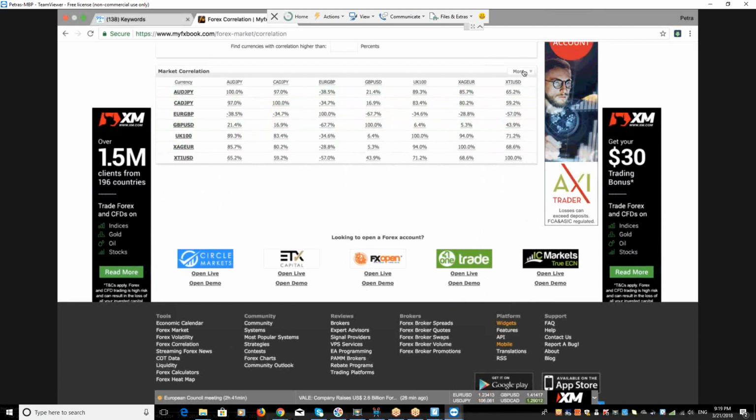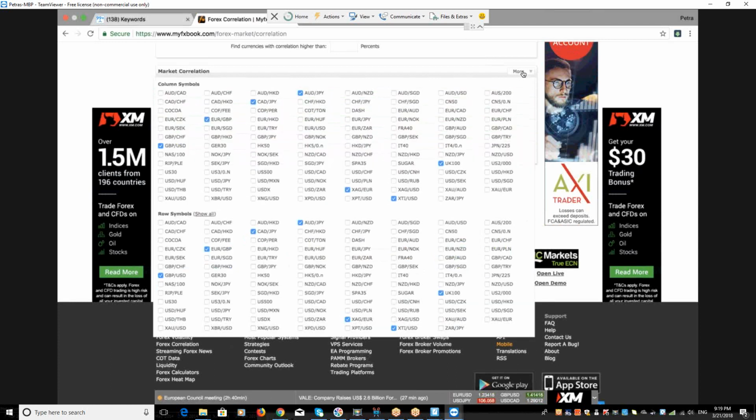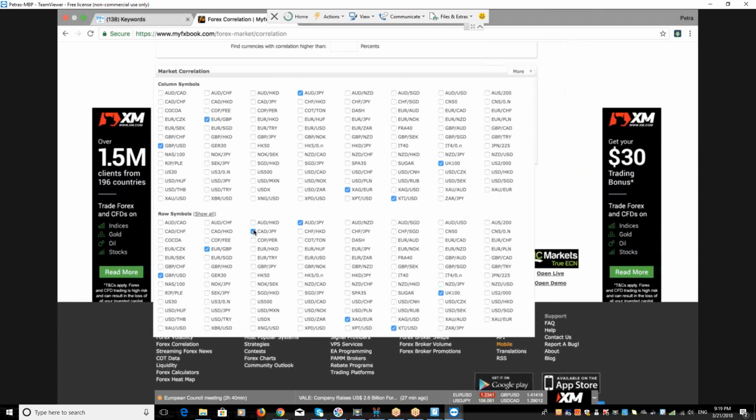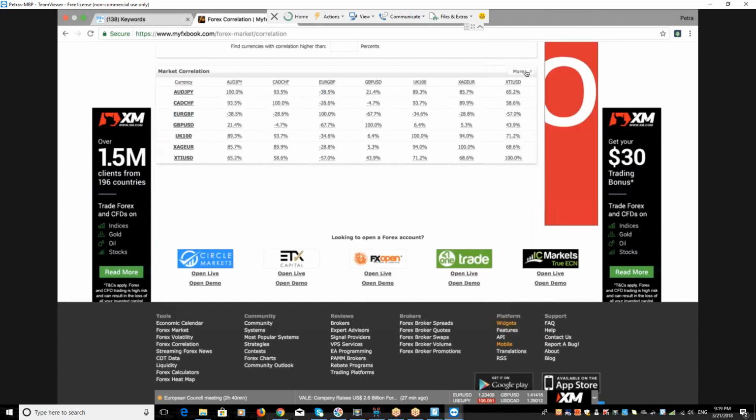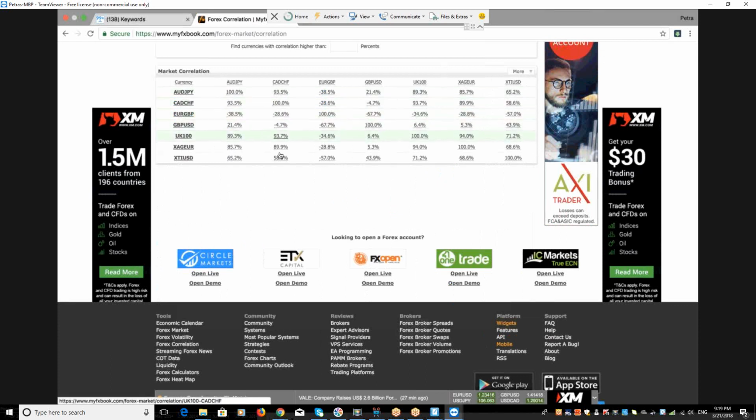So let's see, if you look across here, that's 1, 2, 3. These 3 are the same as the UK 100. So you probably need to get rid of the Aussie Jappy, or you could get rid of the CAD, because the CAD has 1, 2, 3. So then go back to CAD Jappy. And then you could probably choose something else. CAD Chaff. It's even 1, 2, 3.